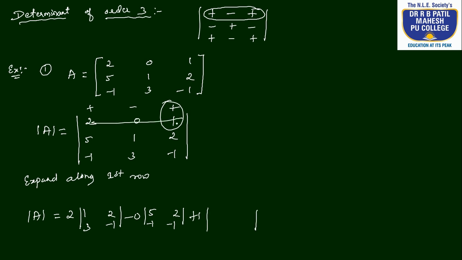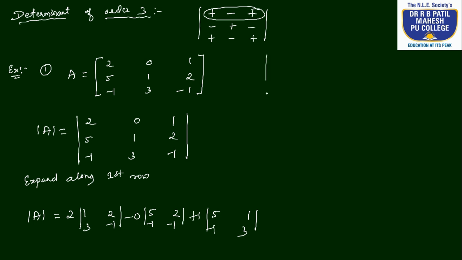Then 4 numbers you can see here. So write all these numbers: 5 1 minus 1 3. Here students, you must write the numbers properly. Taking wrong numbers is not correct. So after that I'll go for simplification.